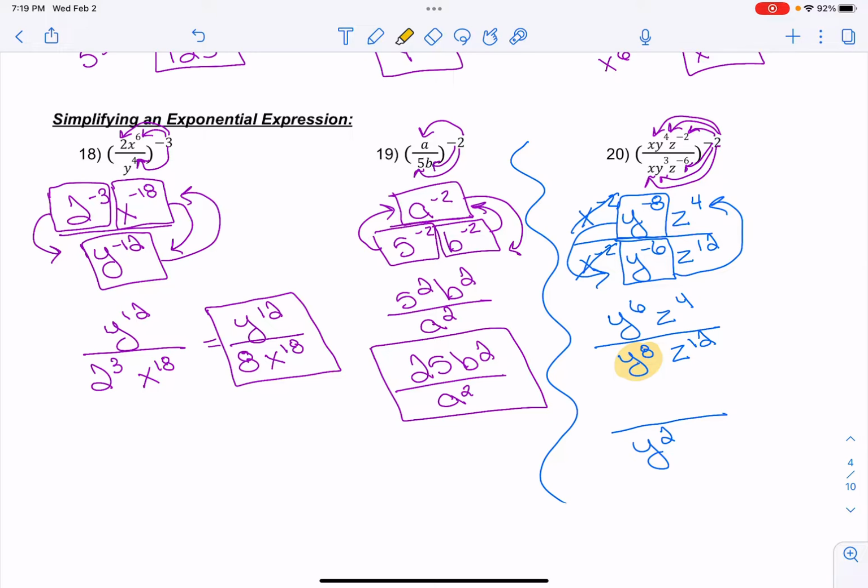And then we notice we have z to the 4th up top, z to the 12th below. Z to the 12th is the larger exponent. So z is going to stay on the bottom of our fraction. And then 12 minus 4 is 8. So we have z to the 8th power. So the only thing that's left up top in our fraction is 1. So our final answer is 1 over y squared z to the 8th.